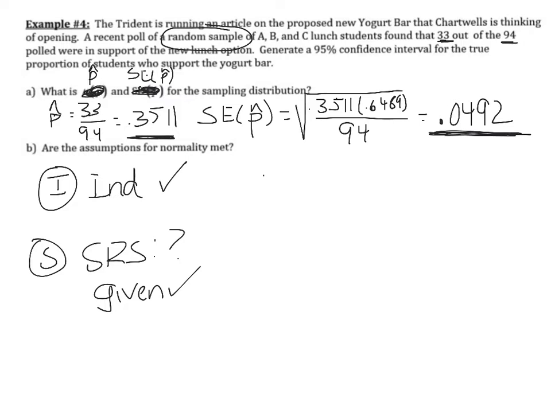The second I is really, we know, a 1. This is the 10% rule. Is N greater than or equal to 10 times little n? So is the population of students in A, B, and C lunch greater than or equal to 10 times 94, or 940?